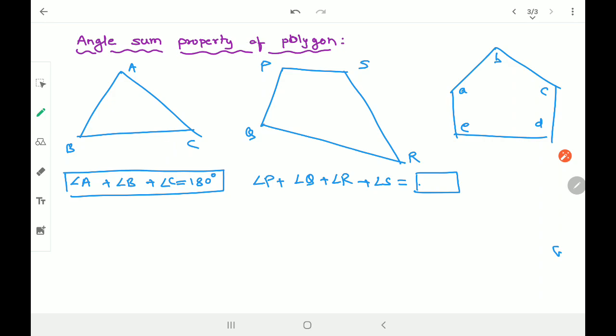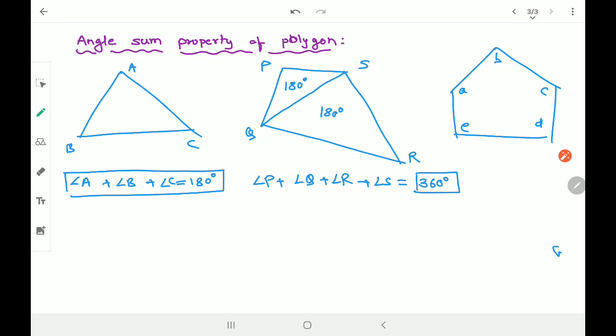If I join any one diagonal of a quadrilateral, don't you think I converted this quadrilateral into two triangles? The angle sum of this triangle is 180 and the angle sum of this triangle is again 180. So can you imagine what the angles of this quadrilateral will sum to? Yes, exactly. It is 180 plus 180. Answer is 360 degrees.